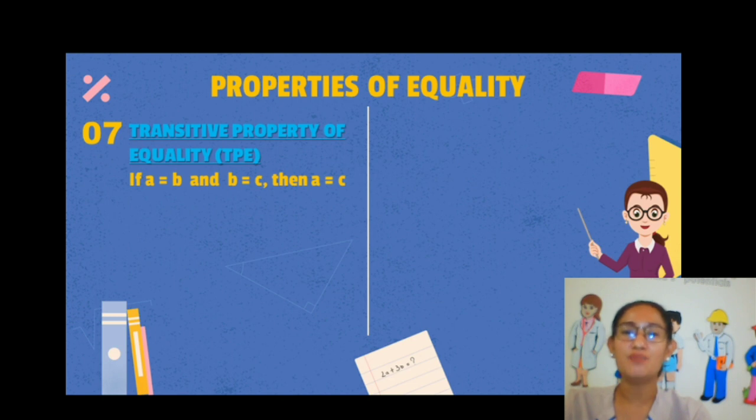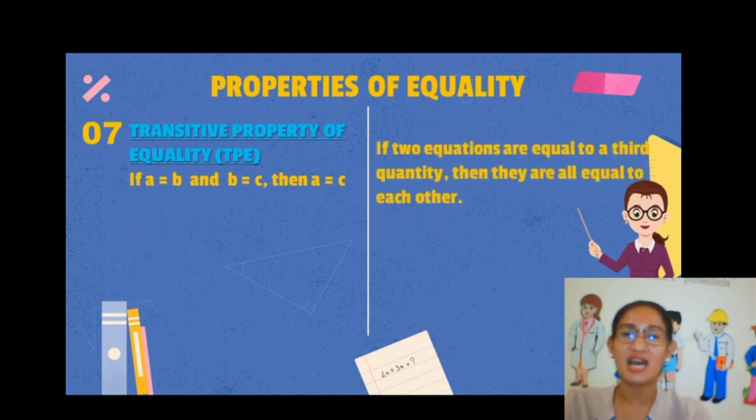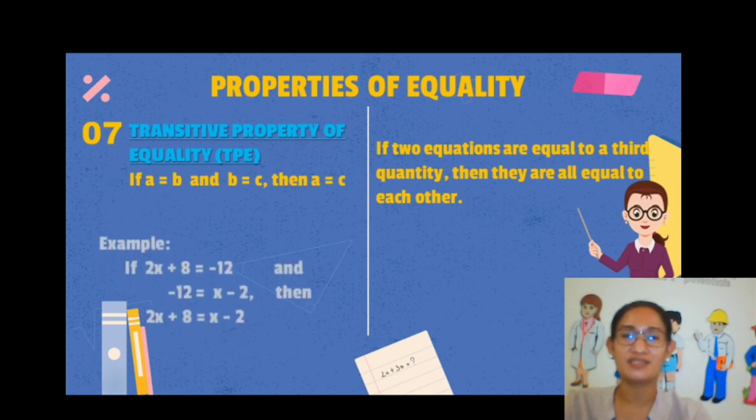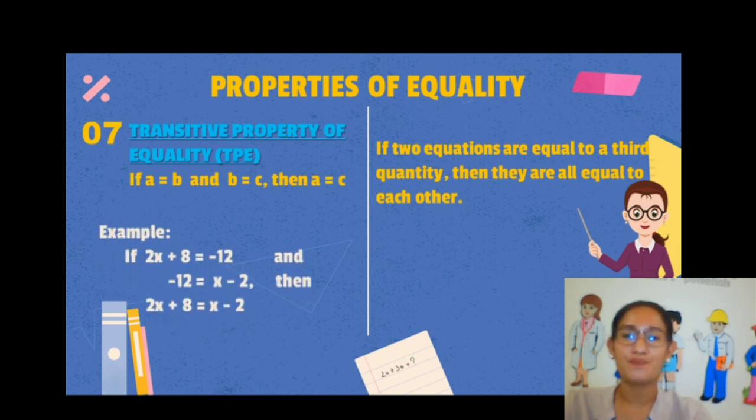And the transitive property of equality. If A equals B and B equals C, then A equals C. It states that if two quantities are equal to a third quantity, then they are all equal to each other. For example, if 2x plus 8 equals negative 12 and negative 12 equals x minus 2, then 2x plus 8 equals x minus 2.